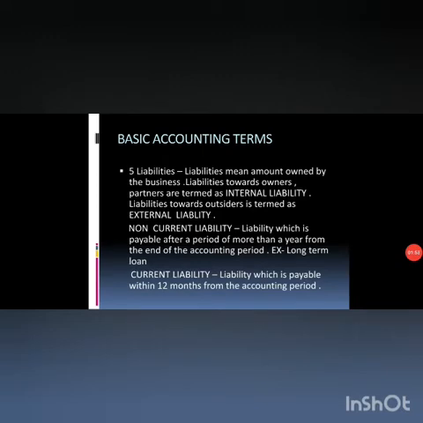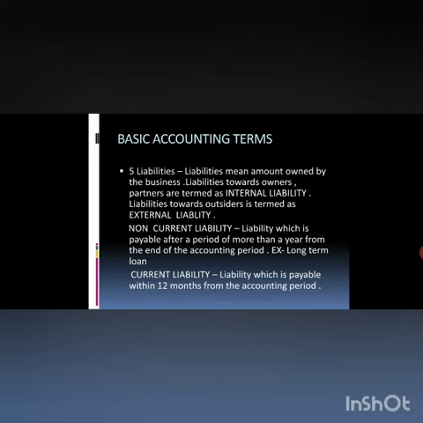Liabilities are of two types, non-current liability and current liability. First, non-current liability is that liability which is payable after a period of more than a year from the end of accounting period. It is a long-term security. Example, debentures, long-term loans. And current liability is that liability which is payable within 12 months from the end of accounting period. Example, short loans, bills payable, etc.